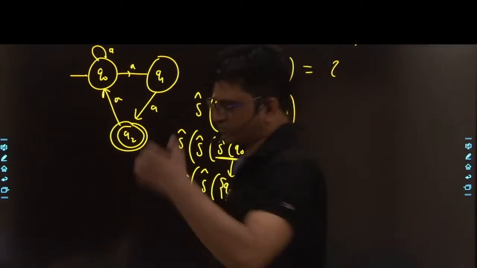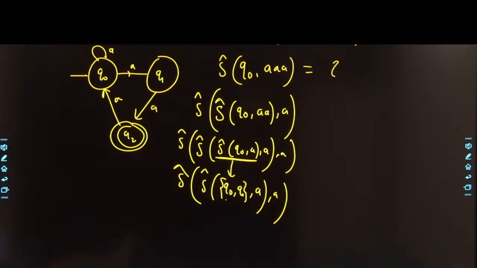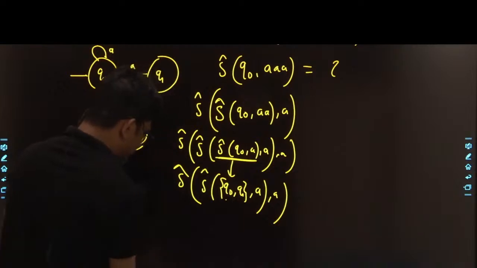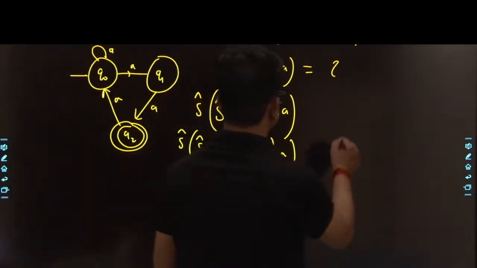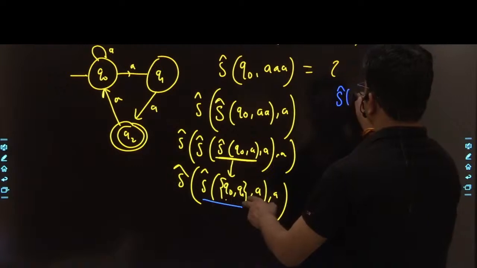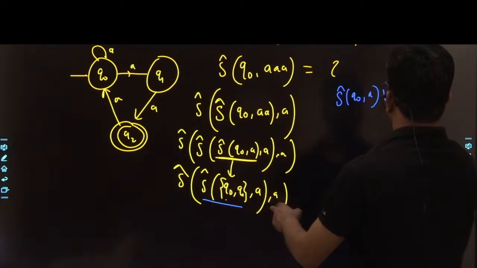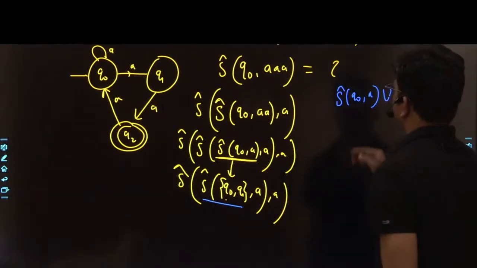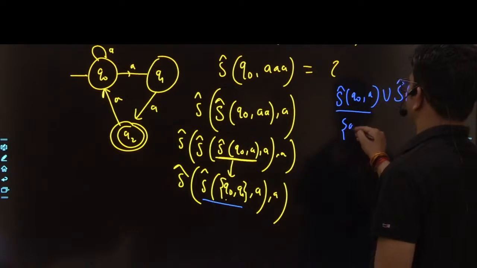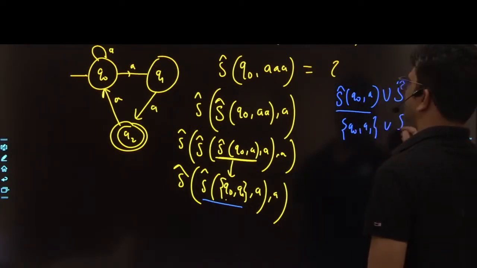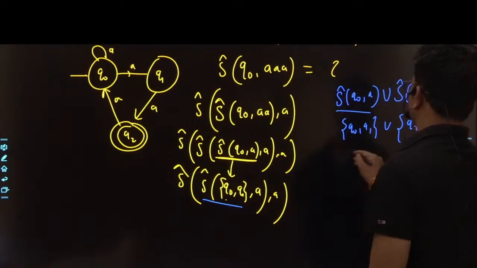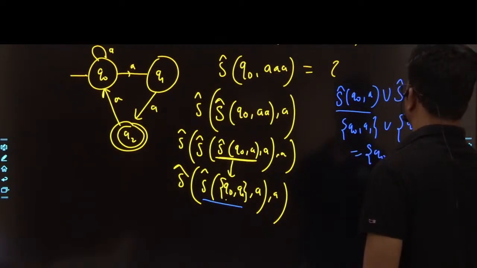Clear? So this can be written in the form of set notation. I will write for you in terms of sets. Please listen carefully, how to write this. Delta cap Q0 on A union delta cap Q1 on A. So what are the states here? Q0, Q1. What are the states here? Q2. So the final output of this is Q0, Q1, Q2.